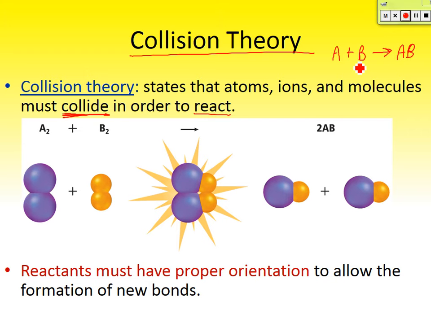Second step, not only must they collide, but the reactants must have proper orientation when they collide to allow for the formation of new bonds. So not only do they have to collide, but they have to collide with the correct orientation. So sometimes they might collide and just bounce right off of each other because they didn't have the proper orientation. But if A and B collide just right, they will form the product. Okay? So step one of collision theory, they have to collide. Second step, they must collide with proper orientation.